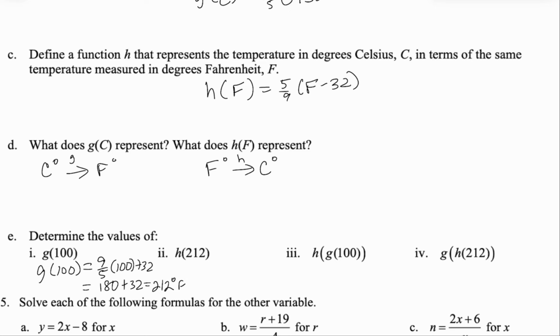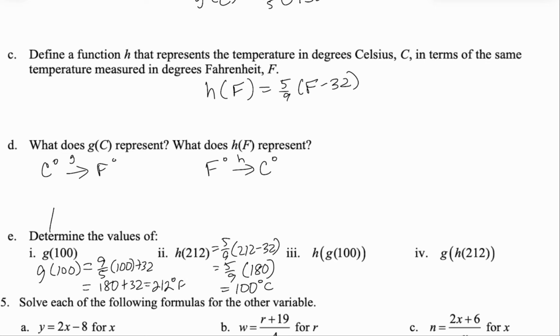We're using h. So our input is Fahrenheit now. So that's going to be 5/9 of 212 minus 32. Well, you have to follow order of operations. Do 212 minus 32. We get 5/9 of 180. 9 goes into 180 20 times. 5 times 20 is 100. Now that's degrees Celsius. So look what happened.